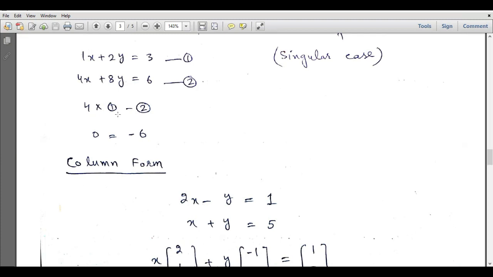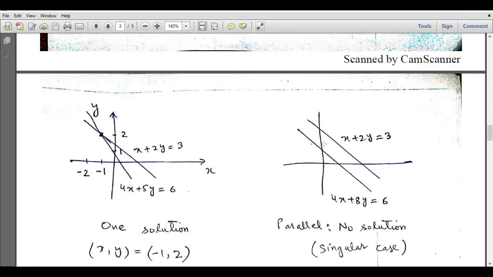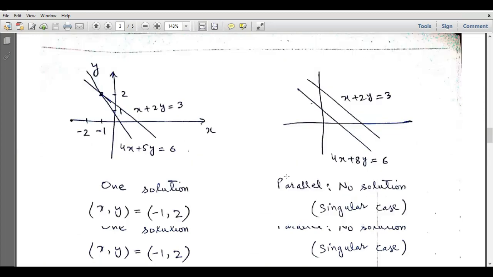So it means the solution of these two equations is not defined, and graphically these two equations will correspond to parallel straight lines. So this is one equation, x plus 2y equal to 3. This is the second straight line, 4x plus 8y is equal to 6, and they will never intersect with each other graphically. So the solution of these two equations doesn't exist.